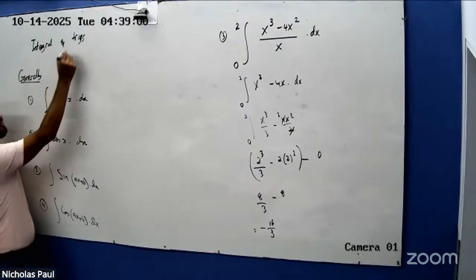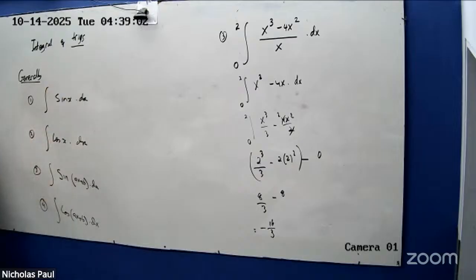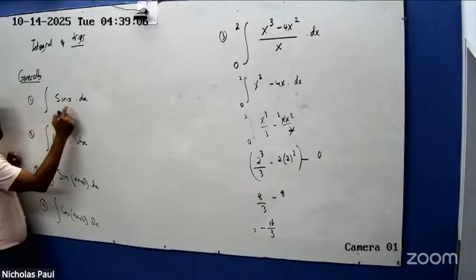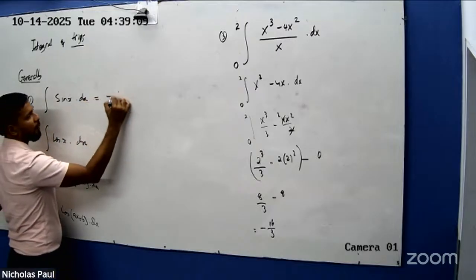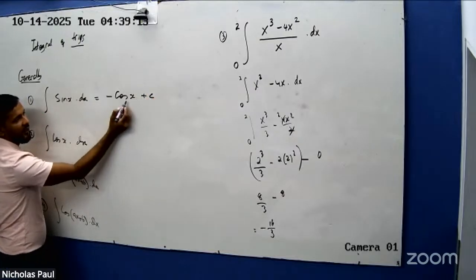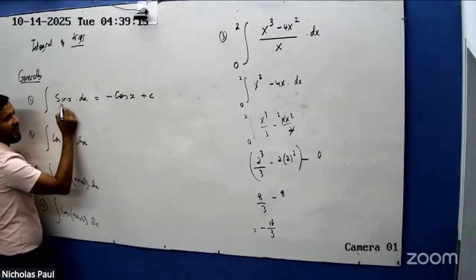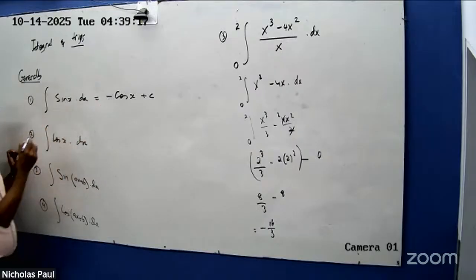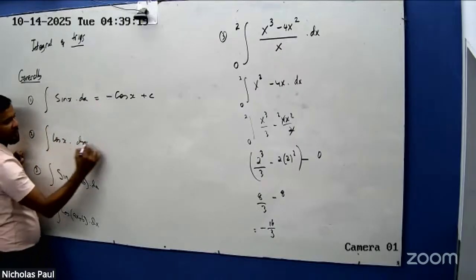Right, integral of trigs. How do we integrate trigs? Just reverse the differentiation, right? What's the integral of sine? Minus cos x. Check it back and see. The differential of cos is minus sine. Minus and a minus will give you a plus. What's the integral of cos?